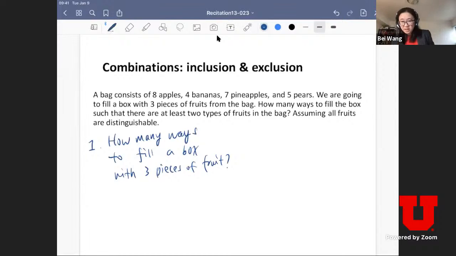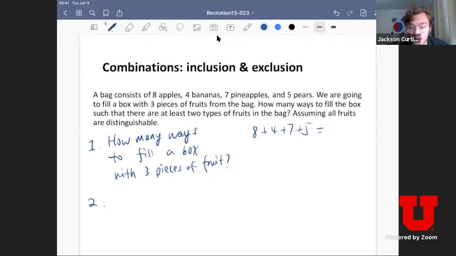If there's no volunteer, I'm just going to talk about two parts of this solution. I'm going to use the exclusion principle. Anyone? I can do the first part. Sure. So I add up all of the numbers, so 8 plus 4 plus 7 plus 5. That is 24. And then you take a permutation of that.